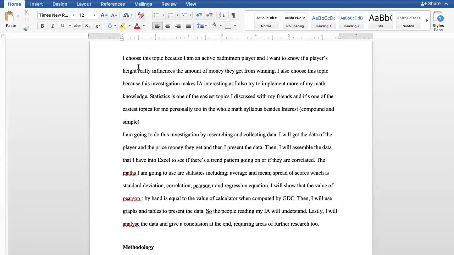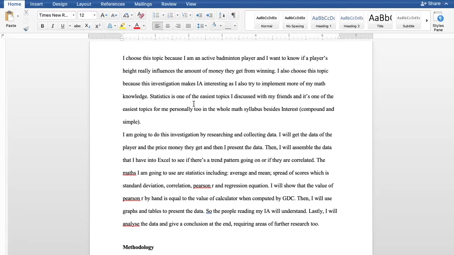Okay, sir. I choose this topic because I'm an active badminton player and I want to know if a player's height really influences the amount of money they get from winning. Same thing as before. I also choose this topic because this investigation makes the IA interesting, as I also try to implement more of my math knowledge. Now, this part is interesting.